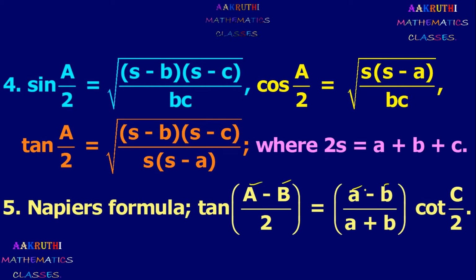Here we have to use sides a and b. So here we are using angles A and B, so the remaining angle is C. Therefore tan((A−B)/2) = ((a−b)/(a+b)) cot(C/2).